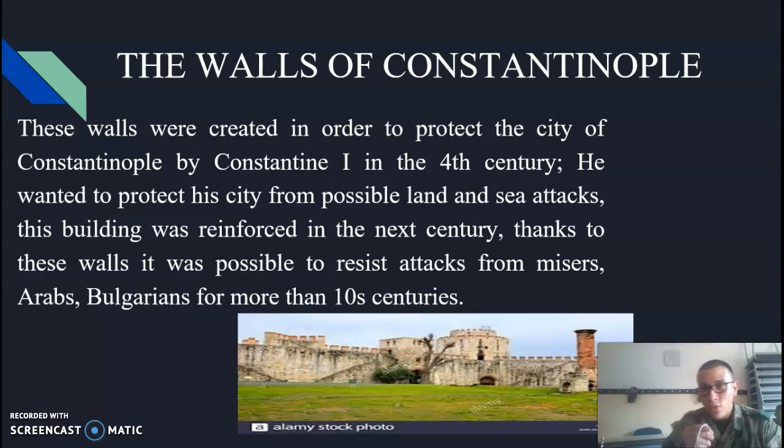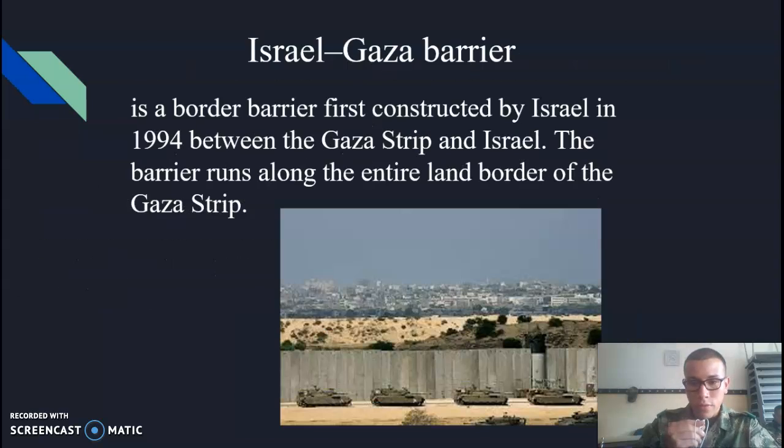The walls of Constantinople. The walls were created in order to protect the city of Constantinople in the 4th century. He wanted to protect his city from possible land and sea attacks. The building was reinforced in the next century. Thanks to these walls, it was possible to resist attacks from Persians, Arabs, and Bulgarians for more than 10 centuries.